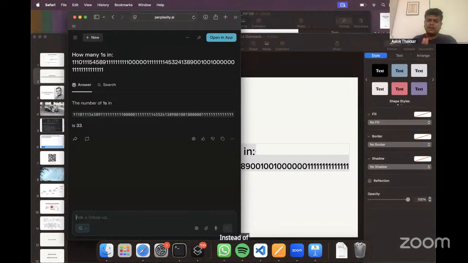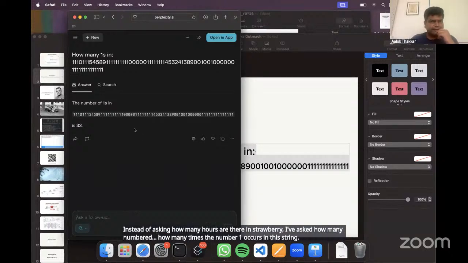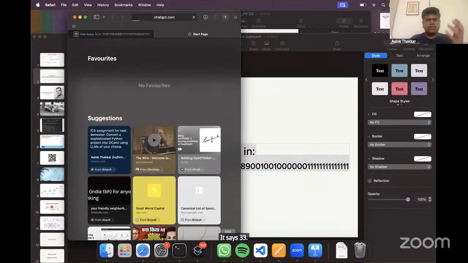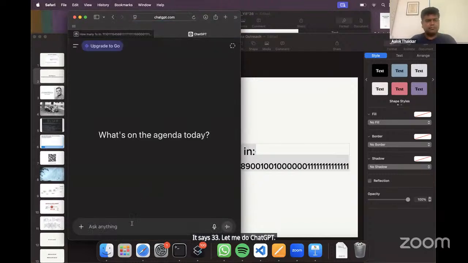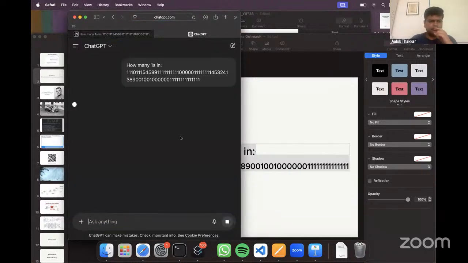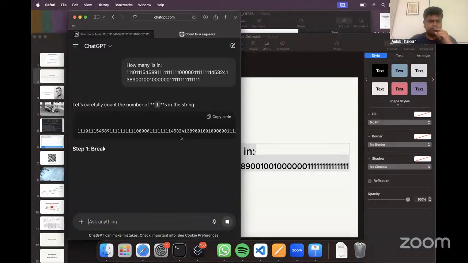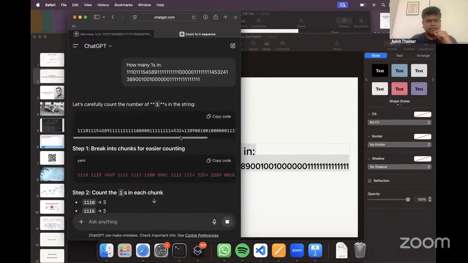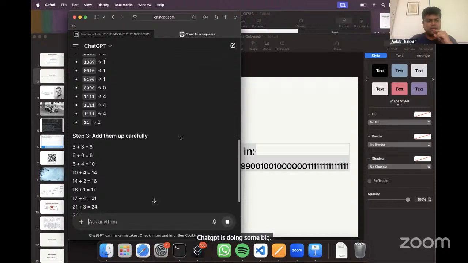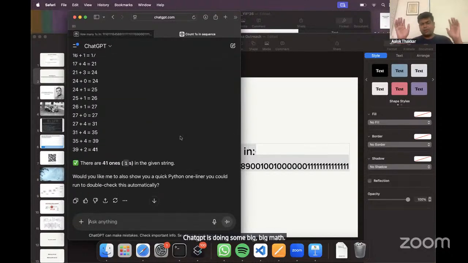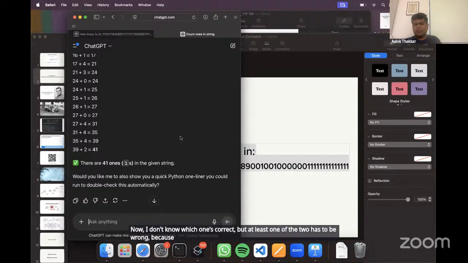Instead of asking how many R's are there in strawberry, I've asked how many times the number 1 occurs in this string. It says 33. Let me do ChatGPT. ChatGPT is doing some big math. It says 41. Now, I don't know which one's correct, but at least one of the two has to be wrong because I've copy pasted the same prompt.